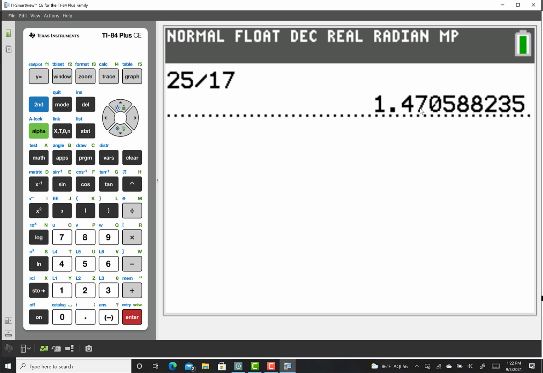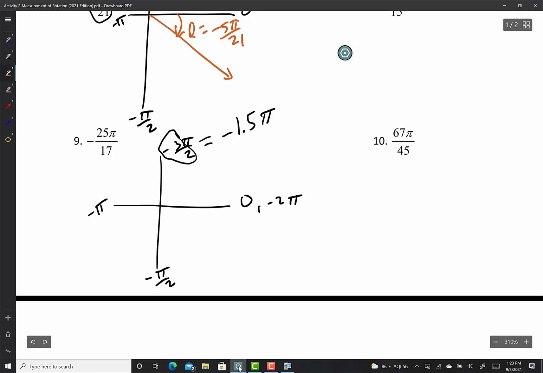So that means you're going to go clockwise. Are you going to pass negative 1.5 pi? No, it's going to be just to the left of it because we're going clockwise. So it's going to be like this, guys. Right there. Just to the left. Probably closer than that, but just to the left. So there it is. That right there in burnt orange is negative 25 pi over 17.